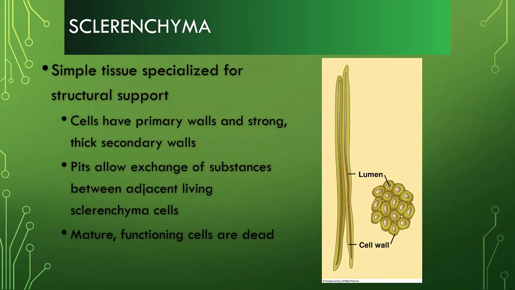And this is a case where the mature cells, they do their best function when they're actually dead. So again, they're more specialized for this structural support. And many times we refer to them as fibers because of the long nature of these cells. So at maturity, because they're dead, they're actually lacking nuclei and cytoplasm. But again, what they're doing is they're performing more of a structural support.